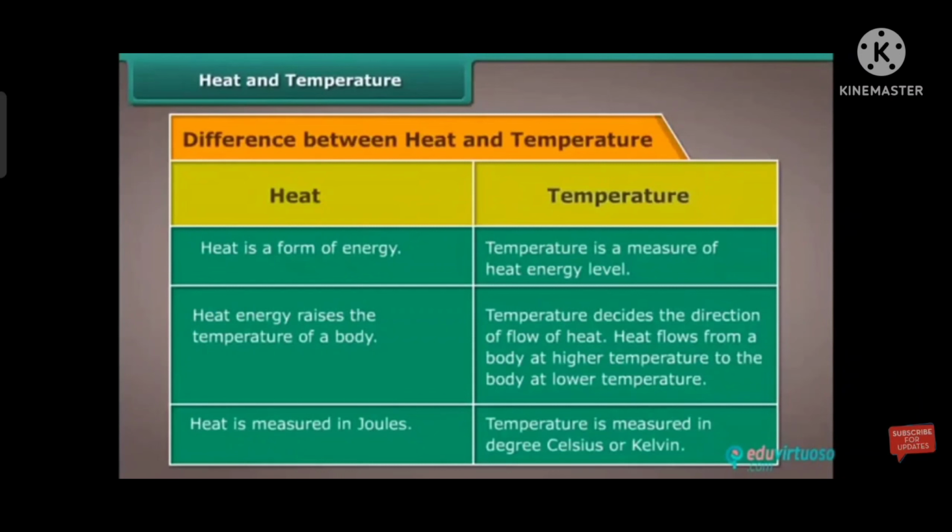The table shows the difference between heat and temperature. Heat is a form of energy. Temperature is a measure of heat energy level. Heat energy raises the temperature of a body while the temperature decides the direction of flow of heat. Heat flows from a body at higher temperature to the body at lower temperature. Heat is measured in joules. Temperature is measured in degrees Celsius or Kelvin.